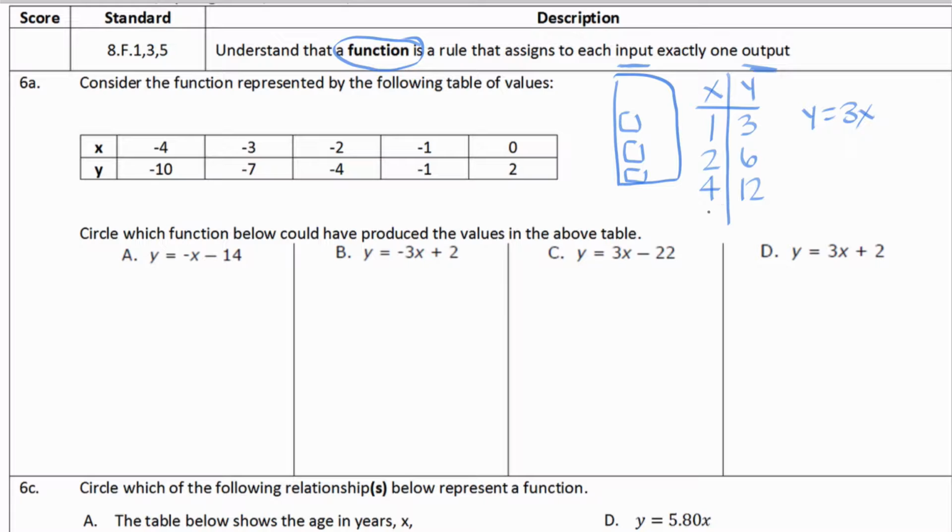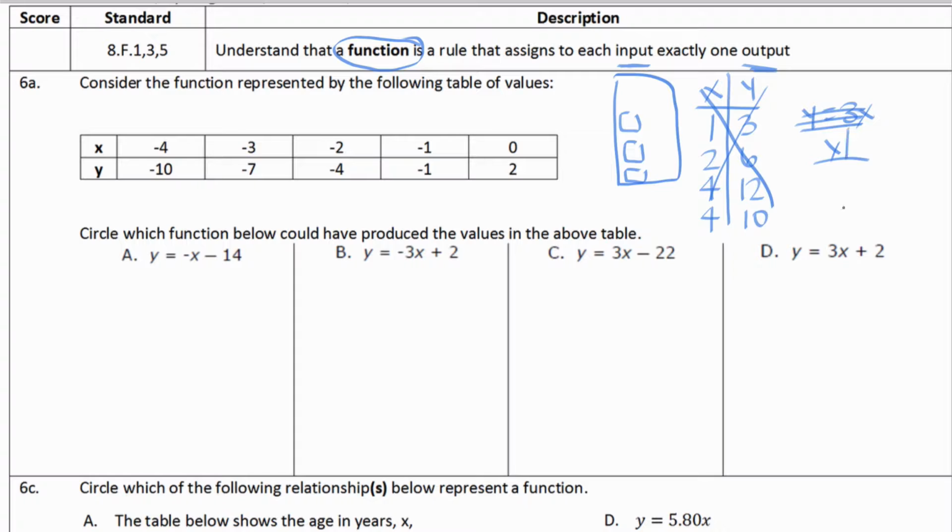But let's say I put in 4 for my function and this time I get out 10. Not only would the function not be multiplying x by 3, but look, I got an input of 4 and an output of 12, input of 4, output of 10. That's not a function. Each input of 4 needs to have the same output of 12 in order for there to be a function rule happening. So this would not be a function.